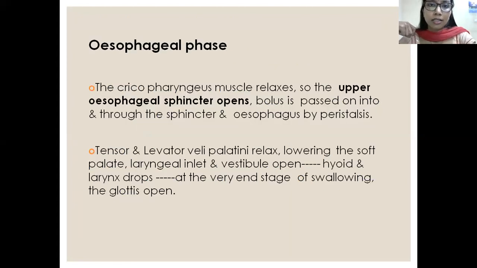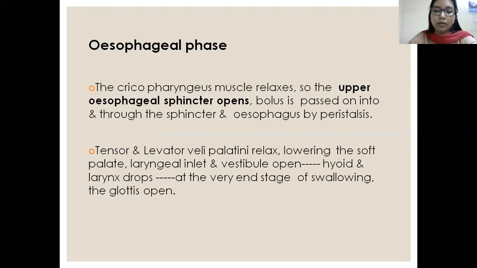Next, the last phase is your esophageal phase. Here the cricopharyngeus muscle relaxes so that the upper esophageal sphincter opens and the bolus is passed through the sphincter, and through the esophagus it goes by peristalsis. The details of this are that the tensor and levator palatini relax, that of the soft palate. Because of that relaxing, the soft palate is lowered.